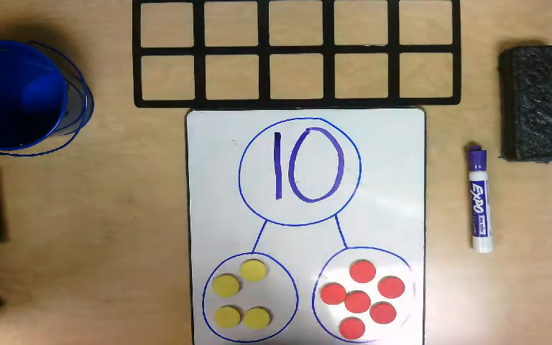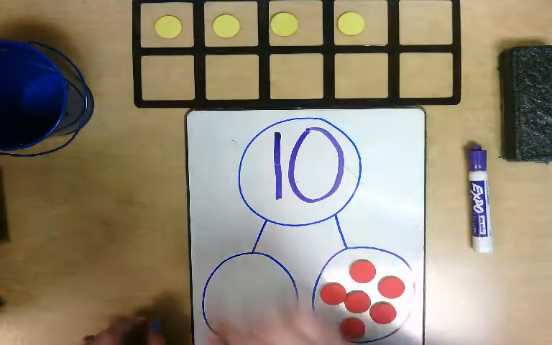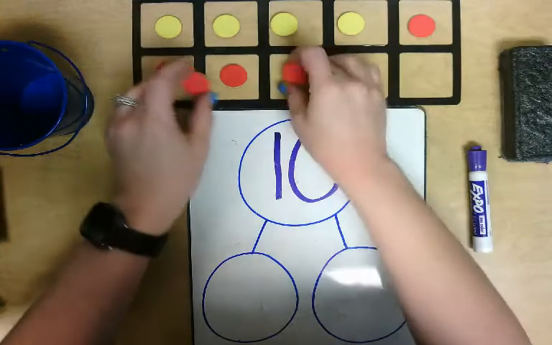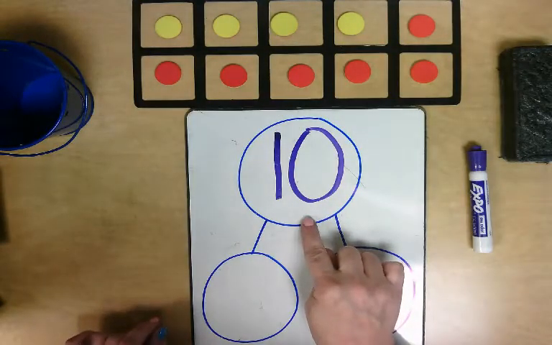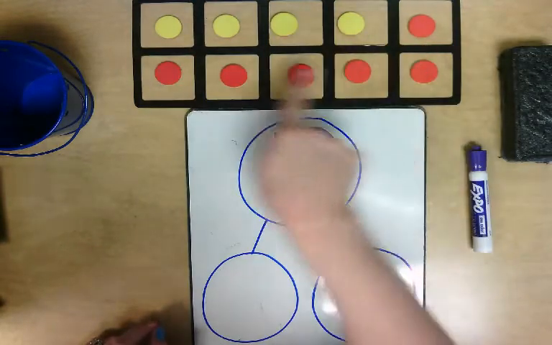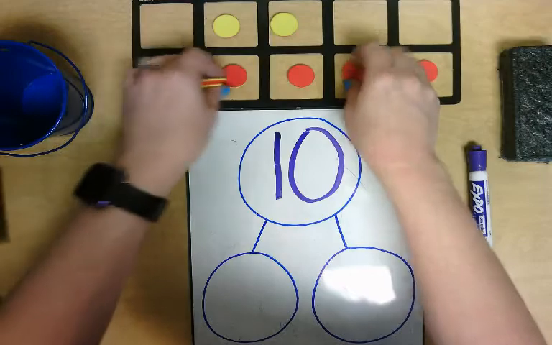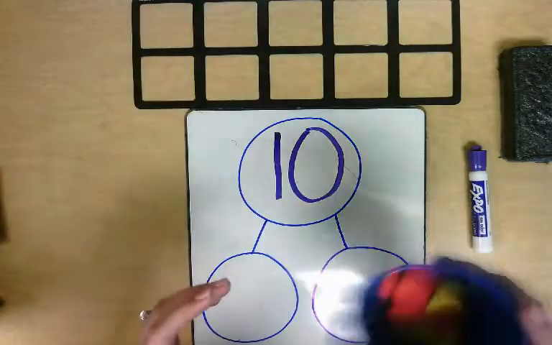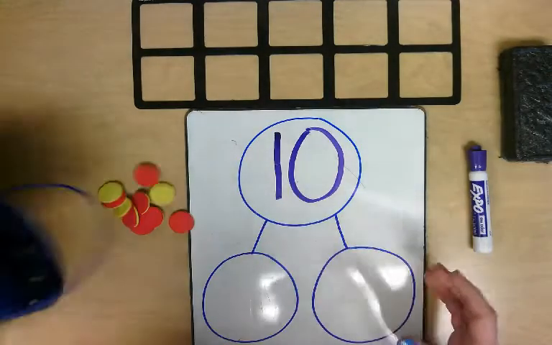Let me show you what that looks like with our 10 frame. My first part, 4, plus 6 more equals 10. 4 plus 6 equals 10. Let's try this again and see if we can decompose the number 10 and get a different combination of numbers that aren't 4 and 6. Oh, one of them flew out. There we go. All right.